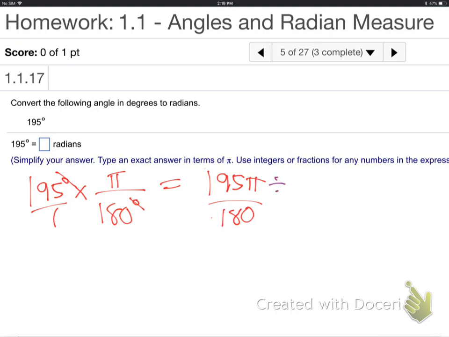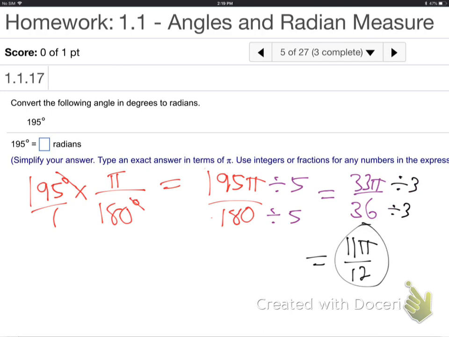I don't know everything about those numbers right away, but I just noticed 5 goes in. That's all I can tell. 195, 180. I know 5 goes into both of them. So just use your calculator. Divide top and bottom by 5. Some of you guys have nice calculators. Do it all at once. That'd be 33. What is it? Is it 33? Thank you. 33 pi over 36. And then I notice what goes into 33 and 36. 3, huh? You do another step. Divide by 3, top and bottom. That'd be 11 pi over 12, and that's the final answer.